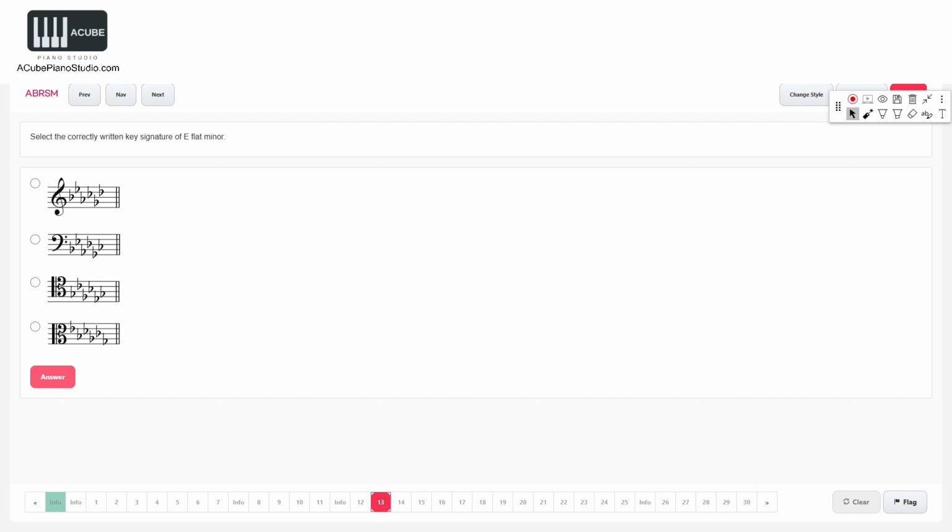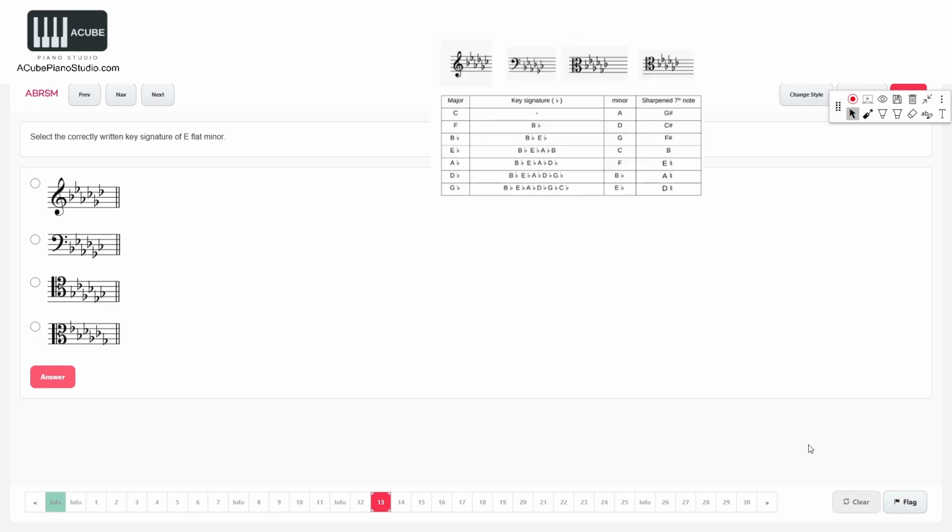All right, let's take a look at this question here. Select the correctly written key signature of E flat minor. So when you start doing this section, on the scales, keys and scales, I highly recommend writing out all the key signatures for the 6 sharps, 6 flats for all the 4 clefs, treble clef, bass clef, alto and tenor clef, and also your key signature chart. So based on this, you'll know that if you compare it with what you have written in your rough paper, then the key signature will be this one. So this is the answer.